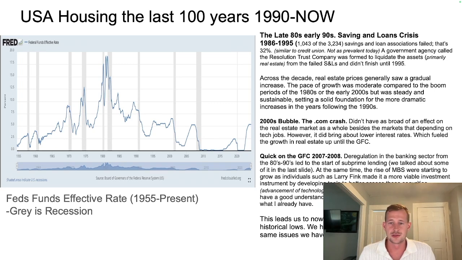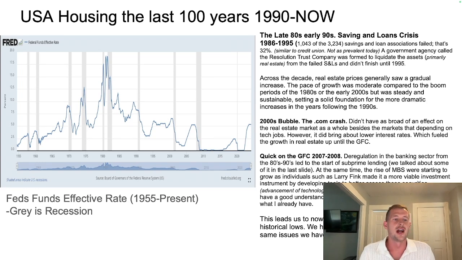So that leads us to the 2007 to 2008 period, which is the Great Financial Crisis. And I'm just going to touch on this for a second because a lot of you probably already know a lot about this. But the deregulation in the banking sector from the 80s to the 90s led to the start of subprime lending. So we talked about some of it in the last slide. There is a lot more, though, like some more acts that I didn't even touch on that allowed this to happen. And then they were taken away, obviously, with Dodd-Frank.